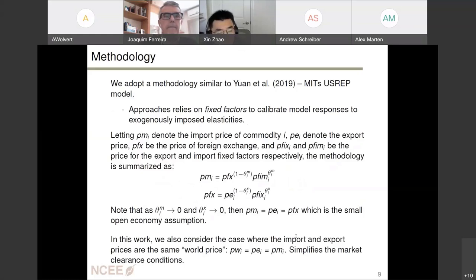So we adopt a methodology similar to what is in the US-REP model. The approach relies on fixed factors to calibrate the model responses to exogenously imposed elasticities. And those elasticities, again, are something that we're going to simulate in the GTAP model.